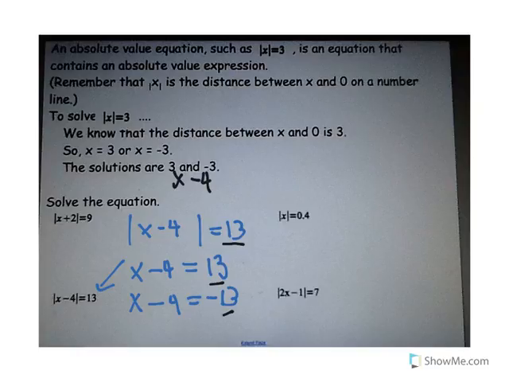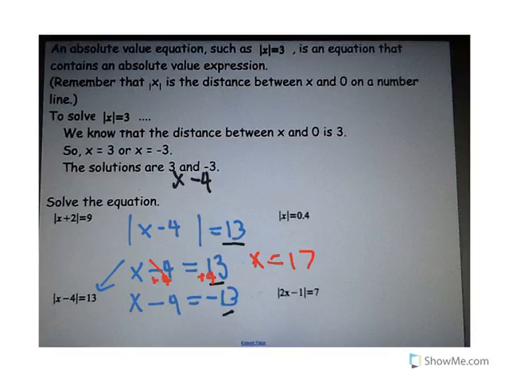So let's solve these and see that it makes sense here. x minus 4 is equal to 13. We're going to add 4 to both sides. When we add 4 to both sides, we're going to end up with x is equal to 17. Because remember, this cancels out because we get the -4 and the +4 part.